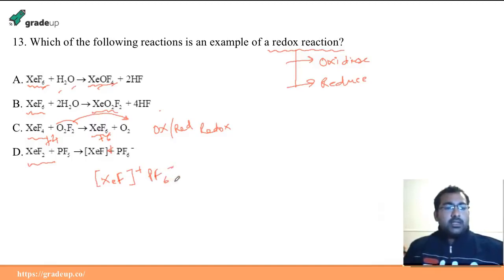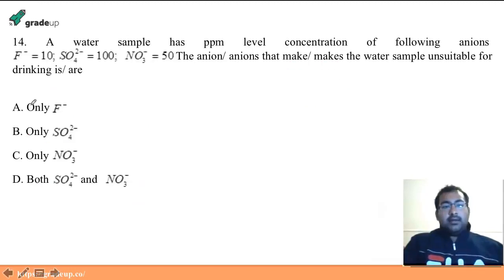Here also you can see very easily that the oxidation state of Xe remains +2 to +2, and of all the other species as well. So this is also not a redox reaction, because nothing is going under oxidation and reduction. Only in the 3rd reaction is the xenon changing its oxidation state, and hence it is a redox reaction. Alright, okay.